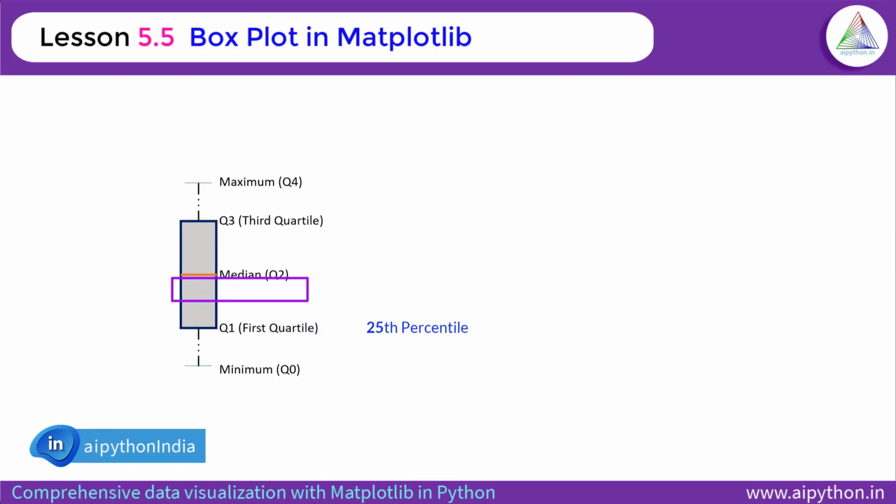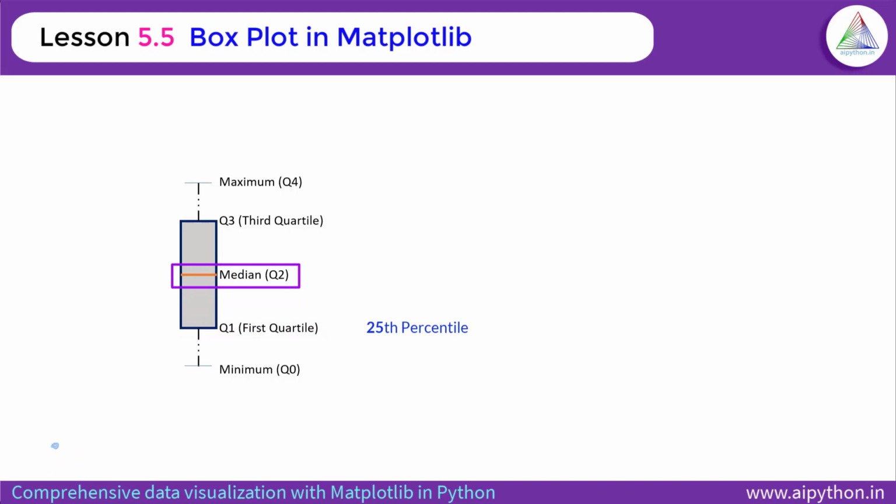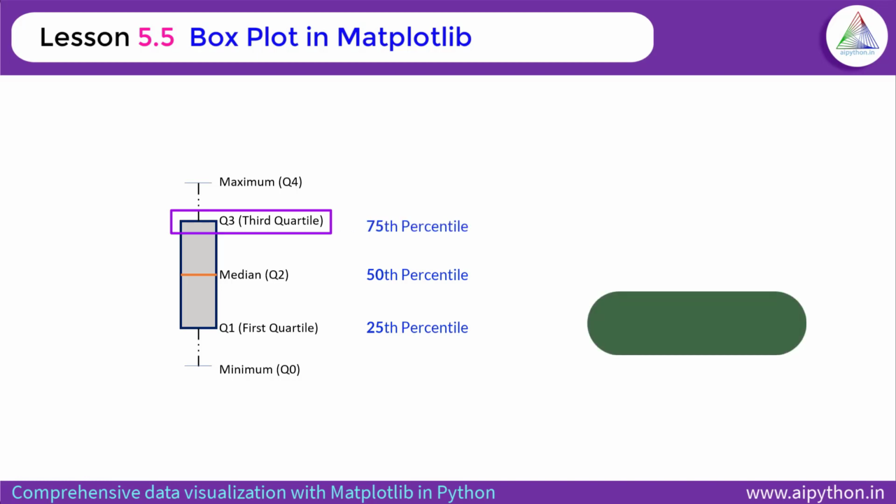Next one is median, which is Q2. It is mostly denoted by the word median and very seldom with Q2. So you will always encounter this median, not the Q2. So it basically represents the 50th percentile of the data. The third one is the third quartile or Q3. It represents the 75th percentile mark.